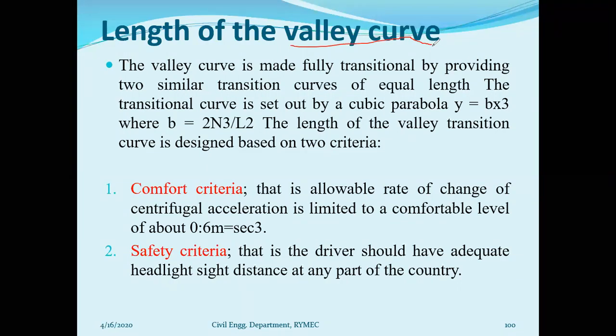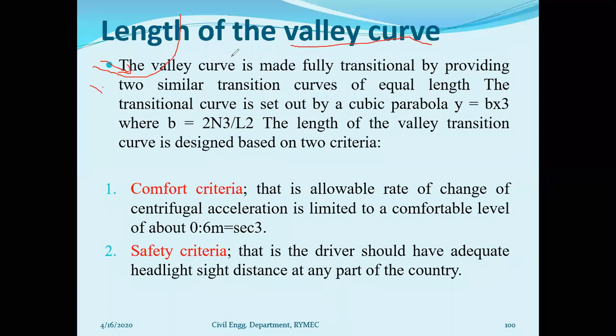When we are determining the length of valley curve, you are going to get 2 possible cases. So in this valley curve, the first point is the curve convexity, it should be in the downward direction. The convexity has the downward direction, and the deviation angle we need to determine. That is the algebraic sum of the 2 gradients. We call that the deviation angle.